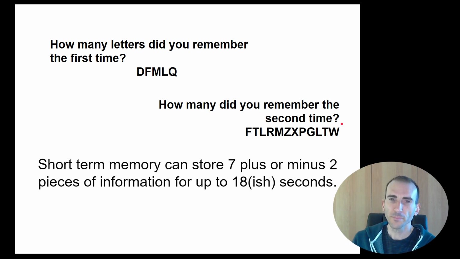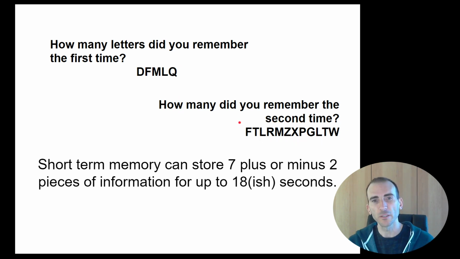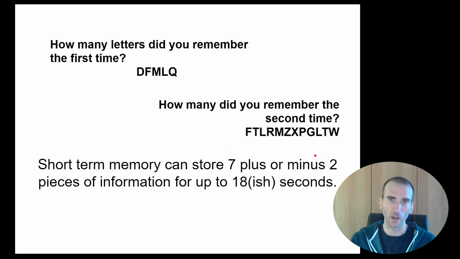Okay. Now what you should have seen is that you remembered all 5 of these, and you probably remembered somewhere between 5 and 9 of these. And that's because short-term memory has a capacity, it can store 7 plus or minus 2. So that's 5 to 9, because 7 minus 2 is 5, 7 plus 2 is 9, but they always express it as 7 plus or minus 2.